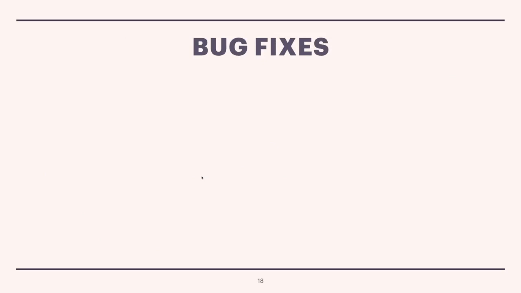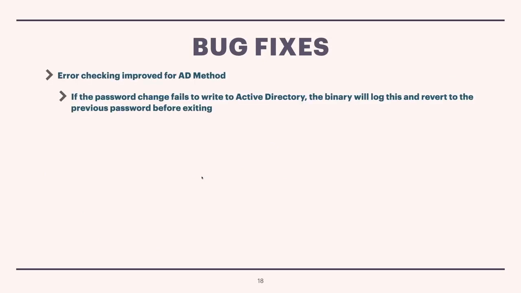Some bug fixes that we've done over the course of the last year or so. There's some additional error checking for Active Directory. One thing I ran into is, I thought about what happens if you change the password locally and for whatever reason the device can't talk to Active Directory. So I've implemented a process that if that occurs, the binary will log that in the log file, and then it will actually revert to the previous password because we've loaded that into the binary, and then we will exit out. That way, preserving that admin account.